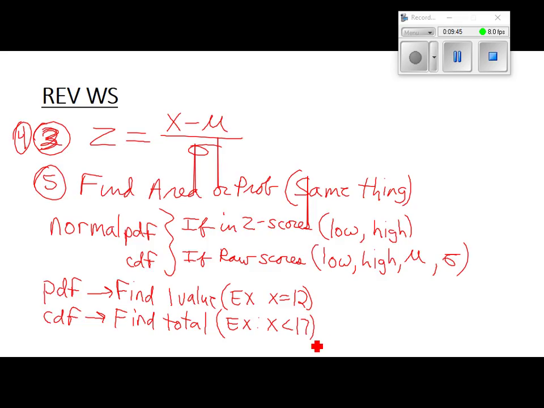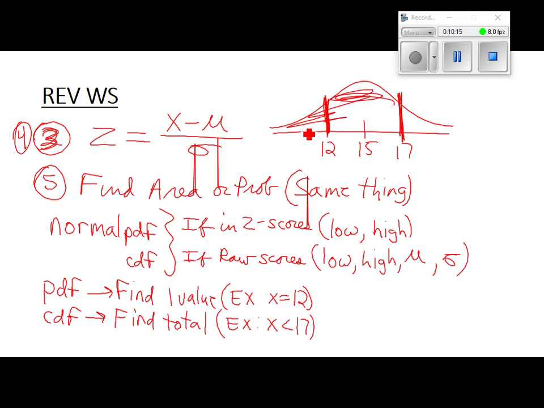So when we're finding from 17 down, what I'm saying with all that is if we have, let's say, this is 15, 12 is right in here somewhere. If we're just trying to find the probability that you get exactly a 12, we're looking for just that area right there above 12. We use PDF. If we're looking for 17 cumulative, then we're looking for all of that area. All right?